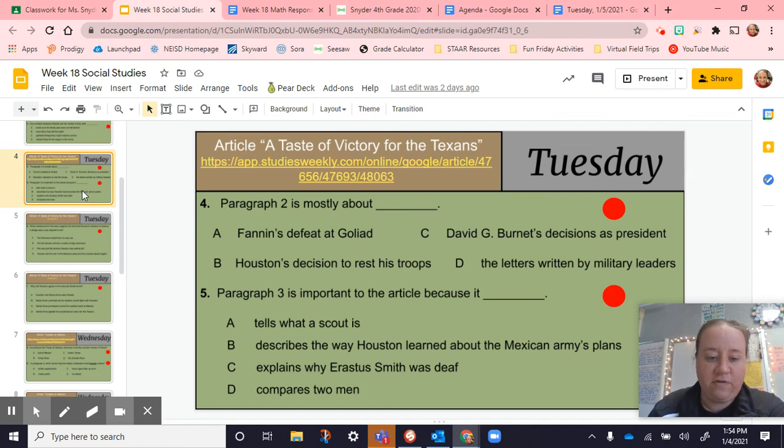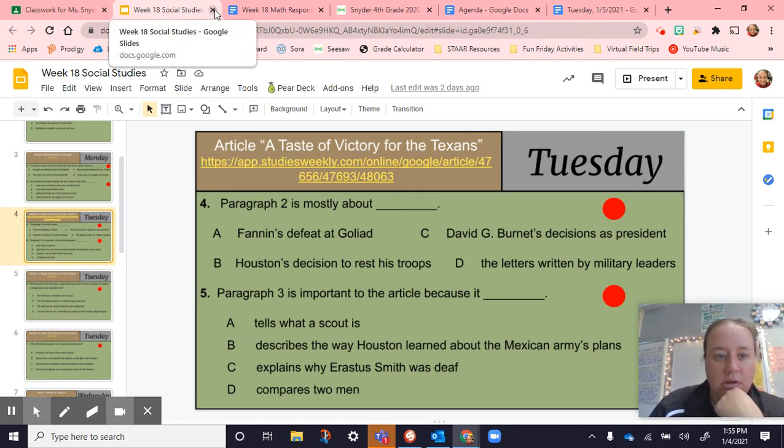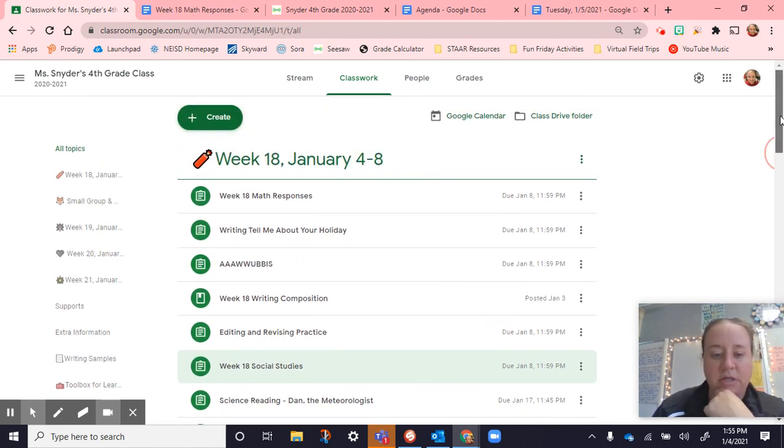I missed a whole slide. Page 4, sorry. Let me start over. So slide 4, you have 4, 5, 6, and 7. So Tuesday is actually 3 pages. I stand corrected. So the article is on that slide 4. So make sure you click on that to do those. All right, so 4 says paragraph 2 is mostly about, and number 5, paragraph 3 is important to the article because it blank. So make sure you're really going back to those paragraphs and rereading them before you get your answer. All right, when you're done, that is all the assignments that you're turning in and completing.